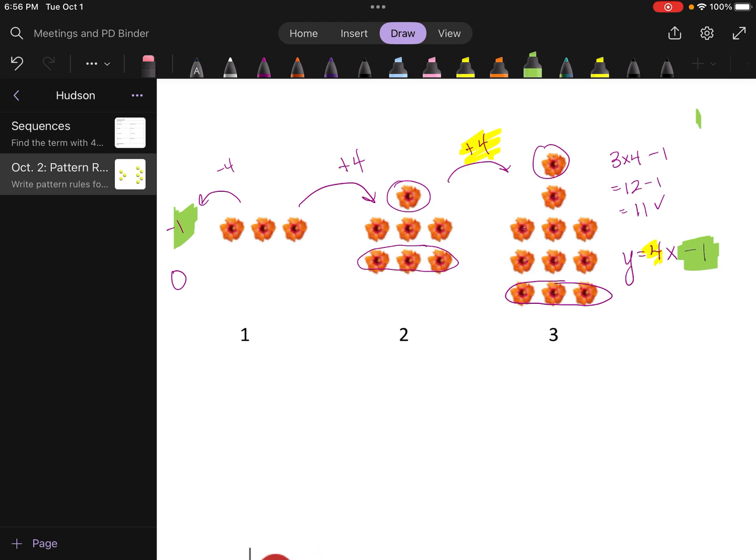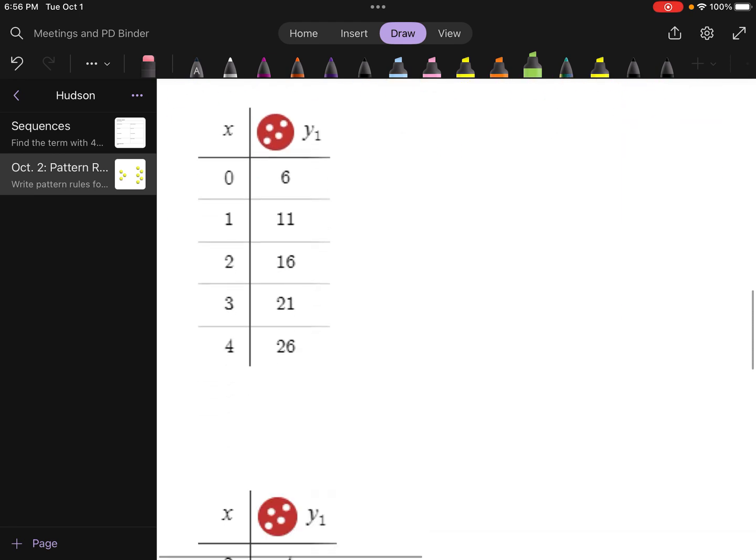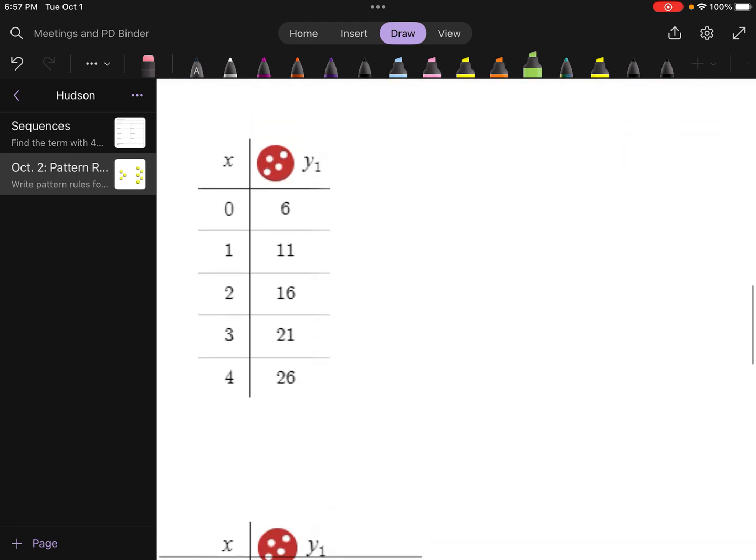Okay, so we can also do something similar with a table. I want you to see if you can come up with a pattern rule from the table. So pause the video and try finding it from the table.